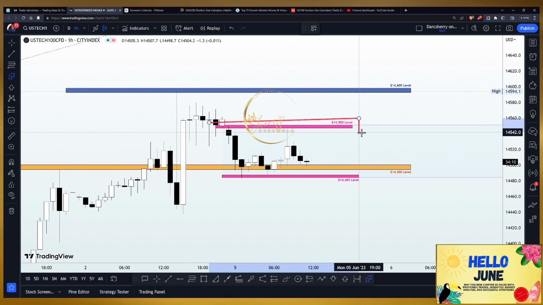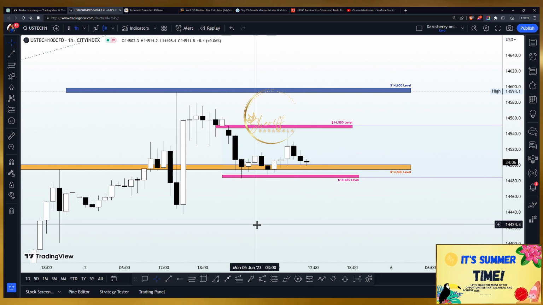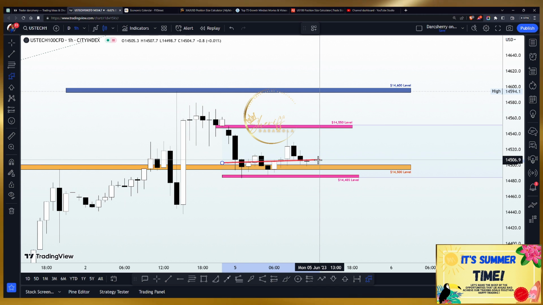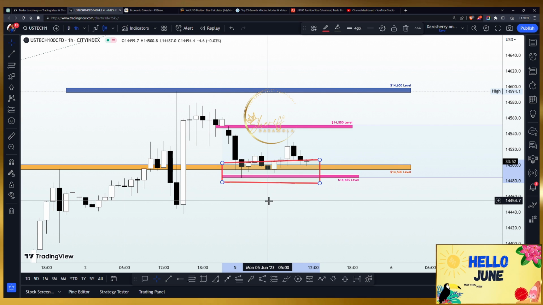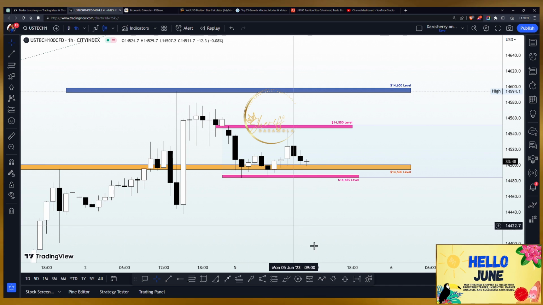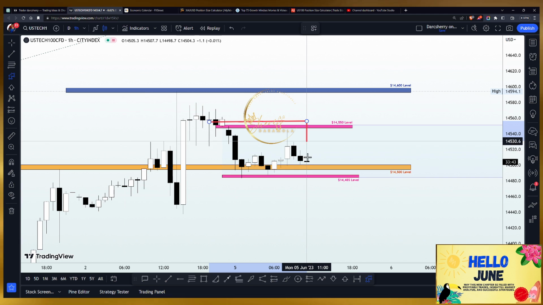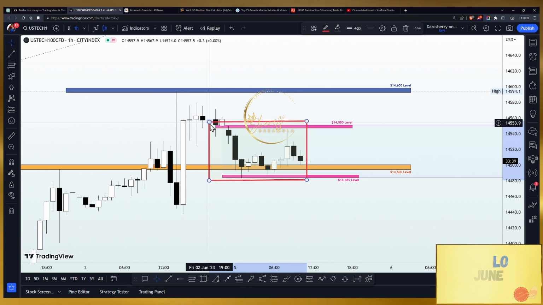So we have the 14,550. Then we saw our price action drop into the key level at the 14,500, between the 14,500 and the 14,485 zone. So you can see as soon as price action got into that area, we began to see some buy pressure resume, now giving us a flat channel to work with for this week, at least for the first half of this week.